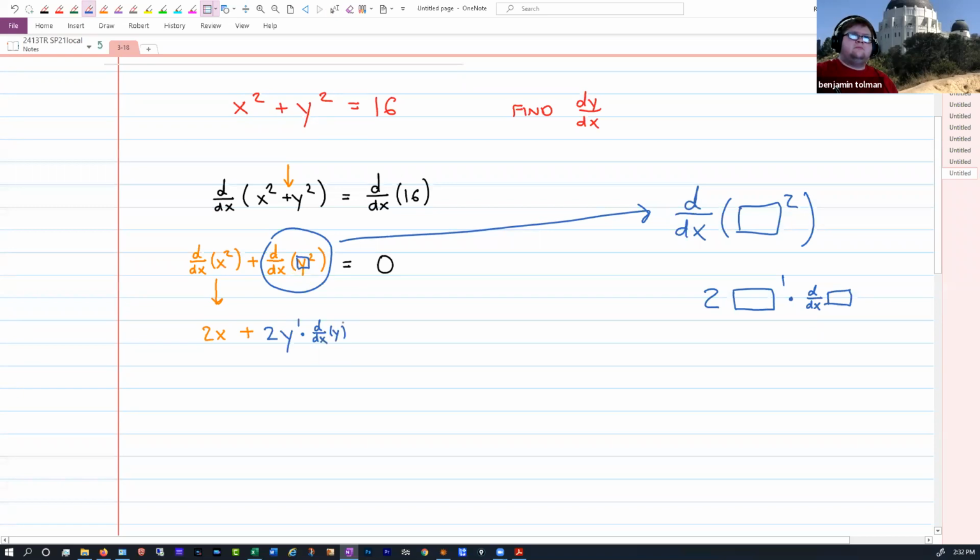Do you all see that? Because we did not have to do that over here, because these variables were the same. So the derivative of x squared is just 2x. But if the variables aren't the same, then you have to run through the chain rule. 2 comes out, y to the first power, then times the derivative of the blue part, which is the derivative with respect to x of y. And that must be equal to 0.